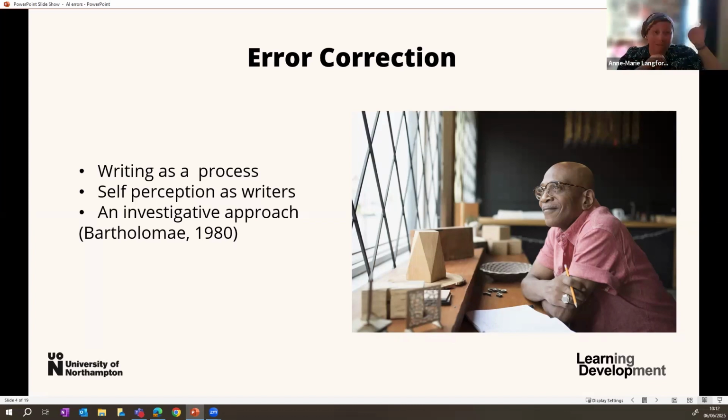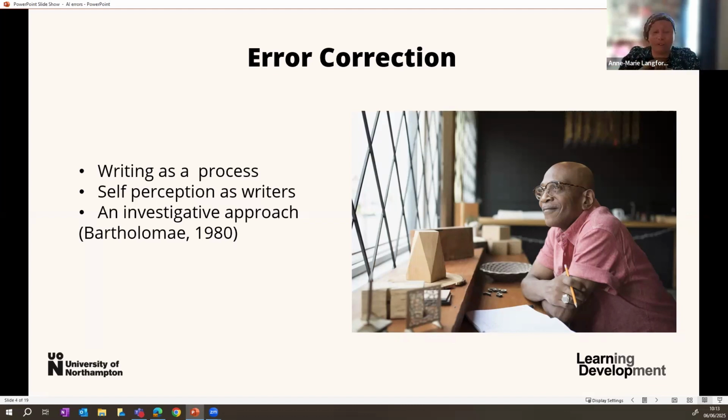I was trying to figure out what the theoretical basis for this was. And I cast my mind back to when I did my TEFL course, and I vaguely remember something about error correction. I just could not find the academic basis for it. But I did land on Bartholomew, who talks about writing as a process and writing efficacy, and this idea of an evolving self-perception as writers. So often learning developers will have students coming to them saying, oh, I'm not good at academic writing, I'm not a writer. And so you're like, well, if you write, you're a writer.